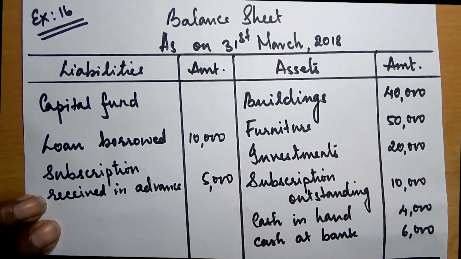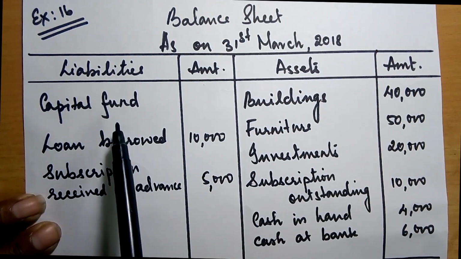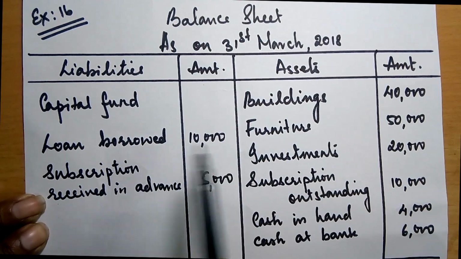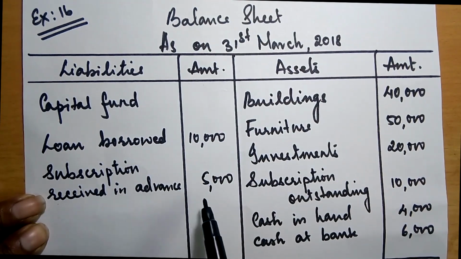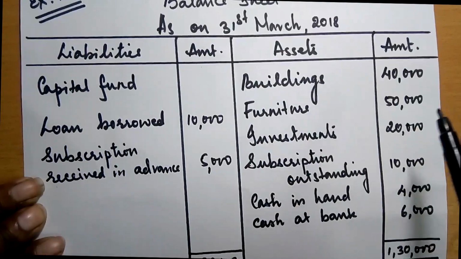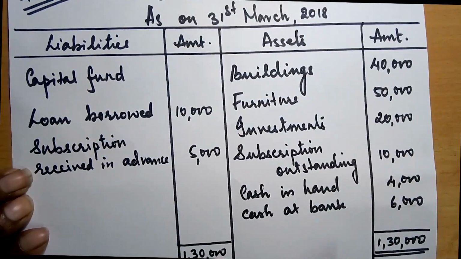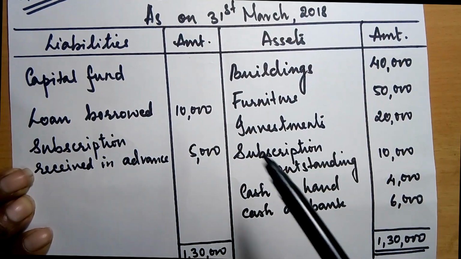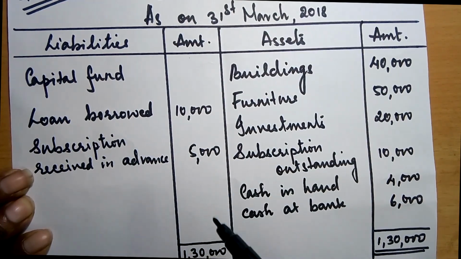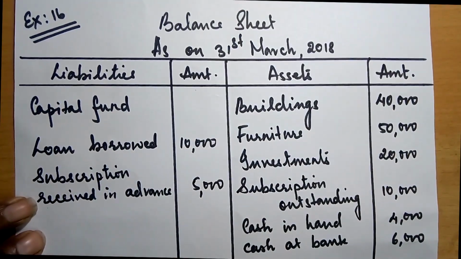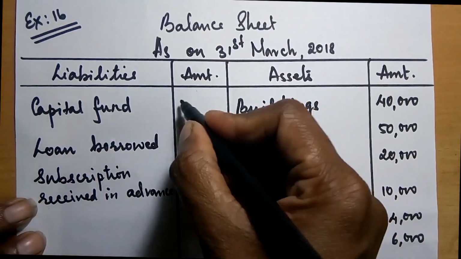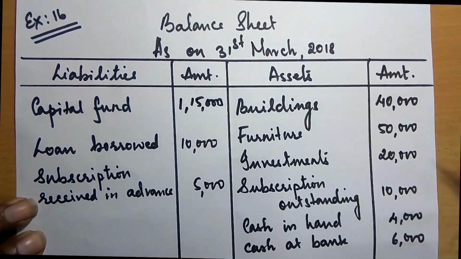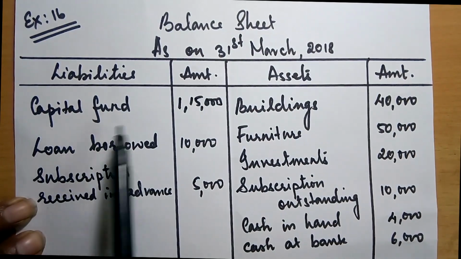Now let's look at the liabilities. In the liability side, on top you write capital fund and just leave the space. Then you write loan borrowed 10,000. Subscription received in advance 5,000. Now you add up the asset side and you get 1,30,000. Now from this 1,30,000 you minus 15,000 and then you get the answer 1,15,000. So this is the capital fund.